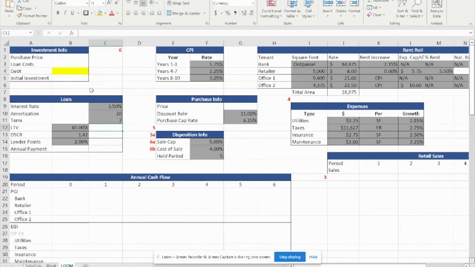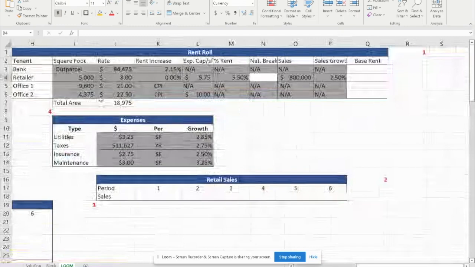And then you'll be able to move on to calculate which debt you're going to use, as well as your initial investment. Then you're going to move down to the lender points and calculate the annual payment. So that's the order of how we're going to complete this exercise. And we're going to go ahead and start with step one.